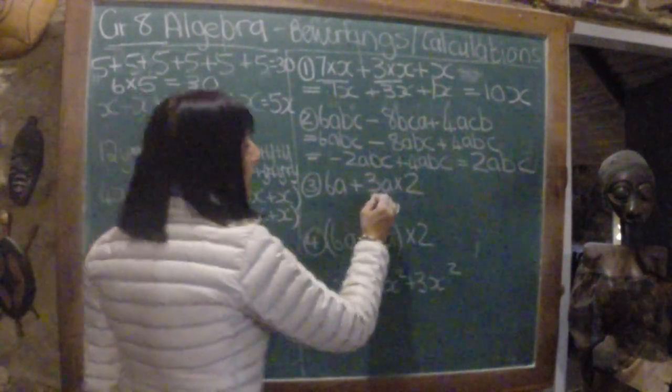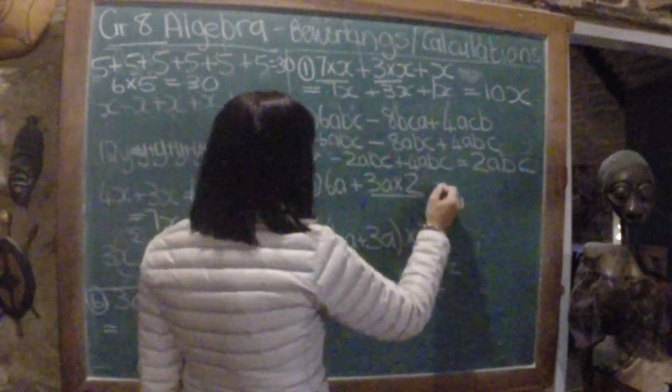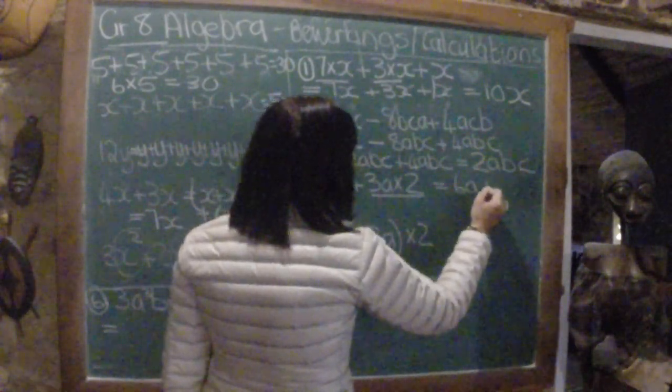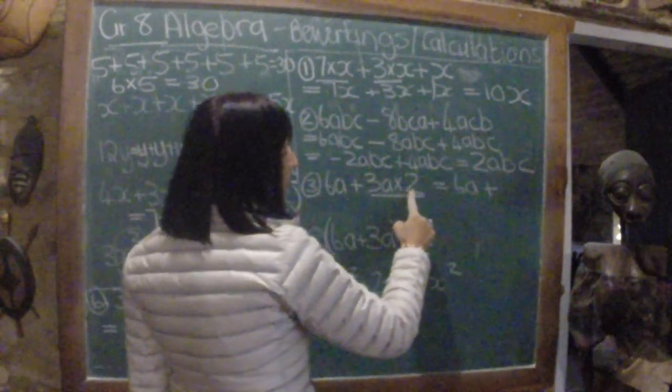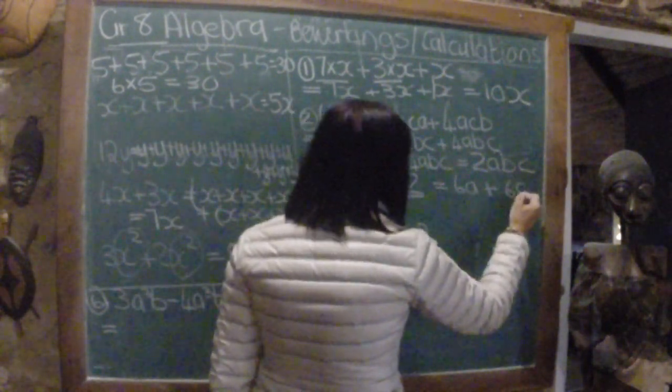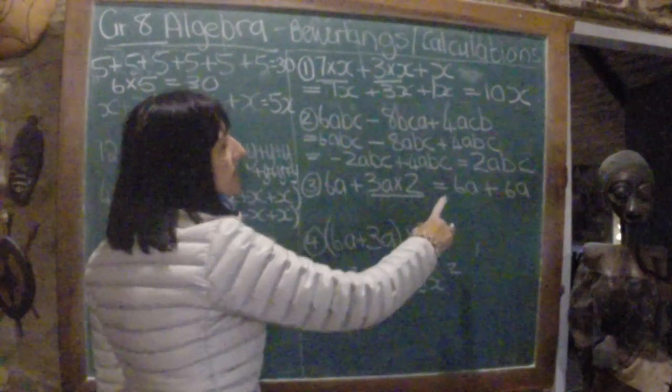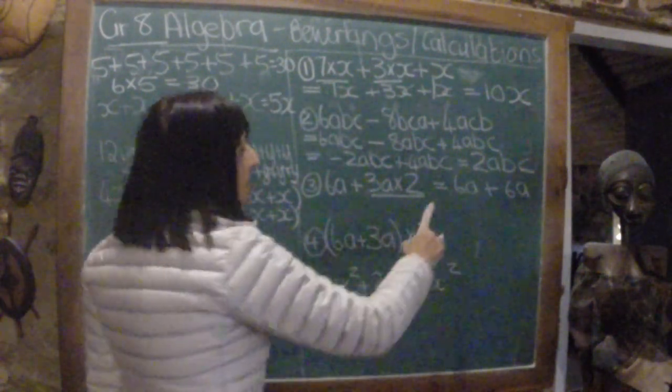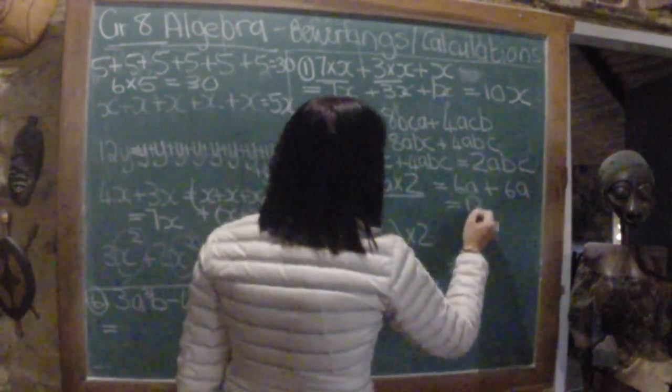Mathematical rules, multiplication first, so I'm going to do 6a plus 3a times 2, 3 times 2, 3 maal 2 is 6a. Okay, same thing, so I can add them. 6a plus 6a is 12a.